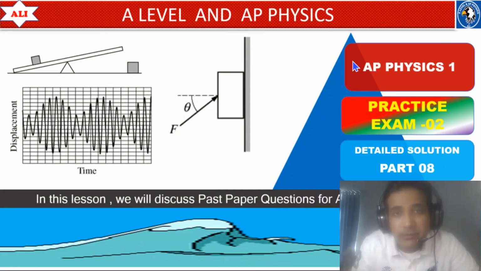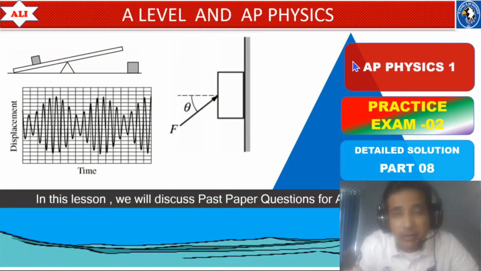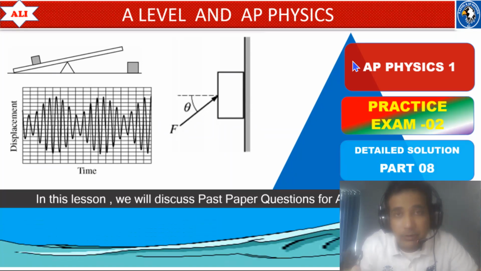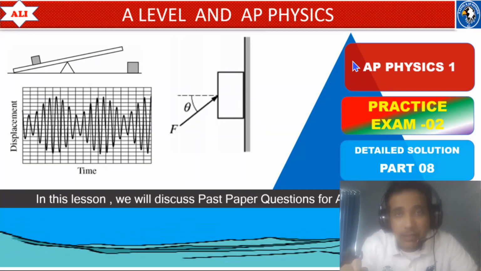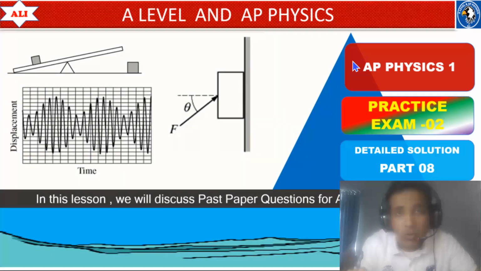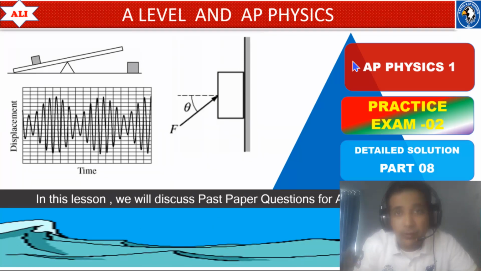In today's lesson, we will discuss past paper questions for the AP Physics 1 exam. In the last few videos, we have discussed from question 1 to question 45. And in today's lesson, we will start from question 46 and discuss all remaining questions from this paper.